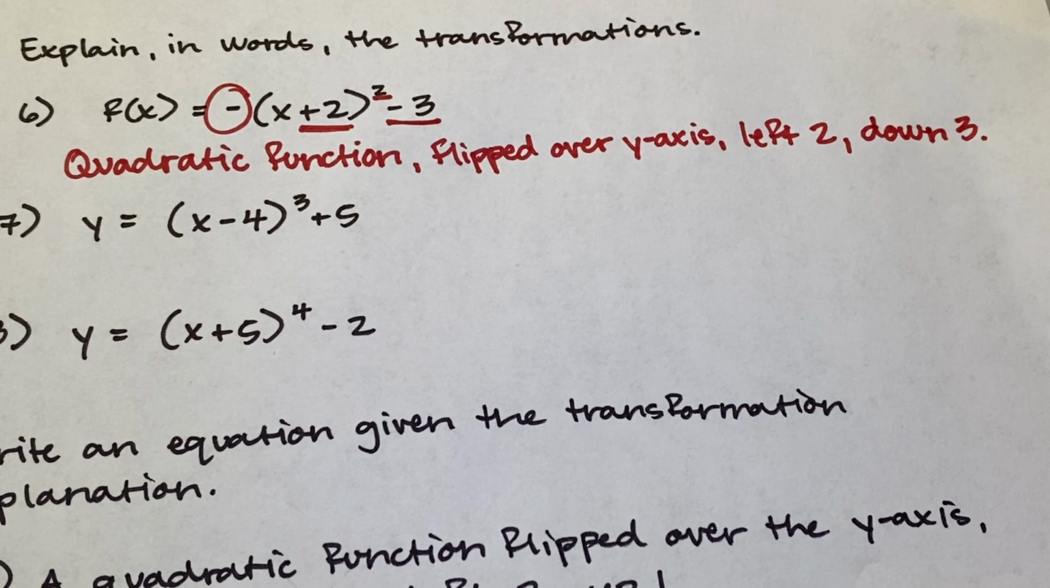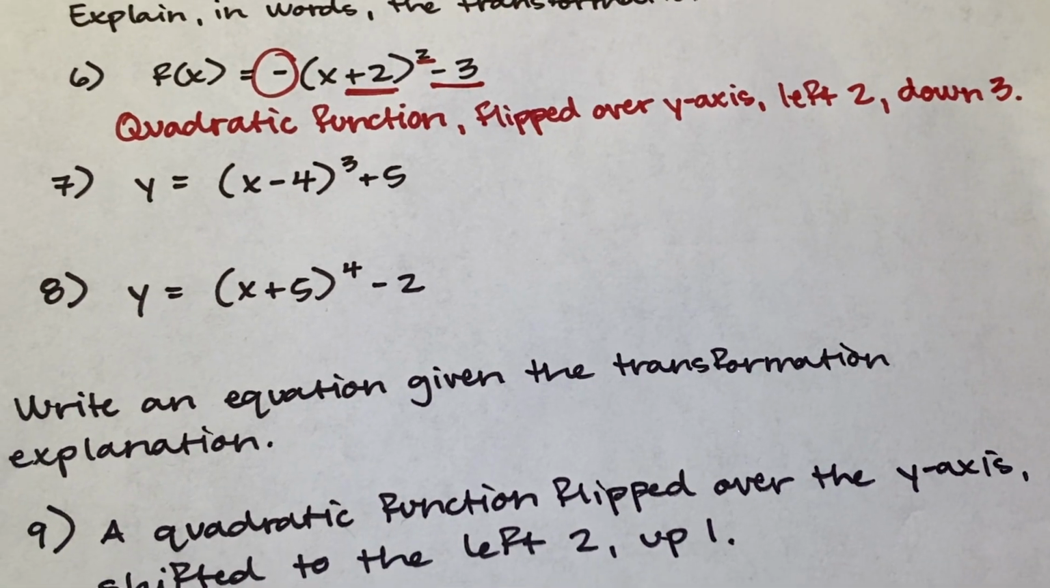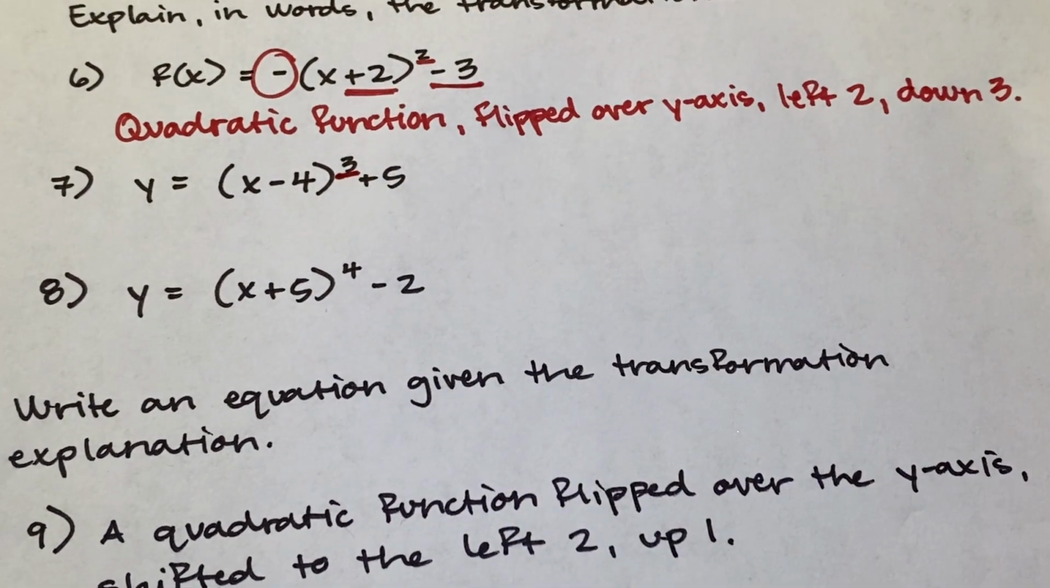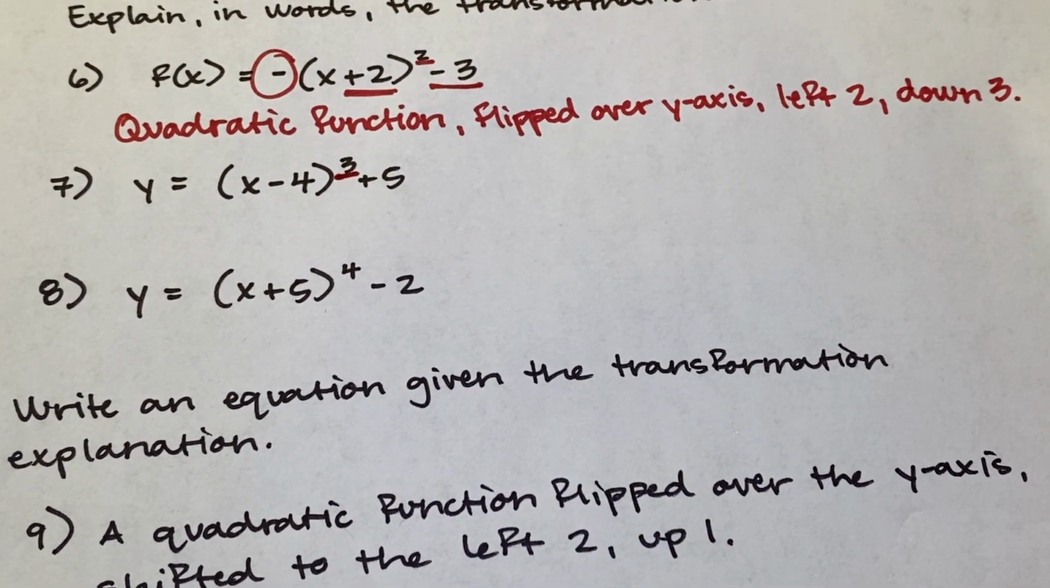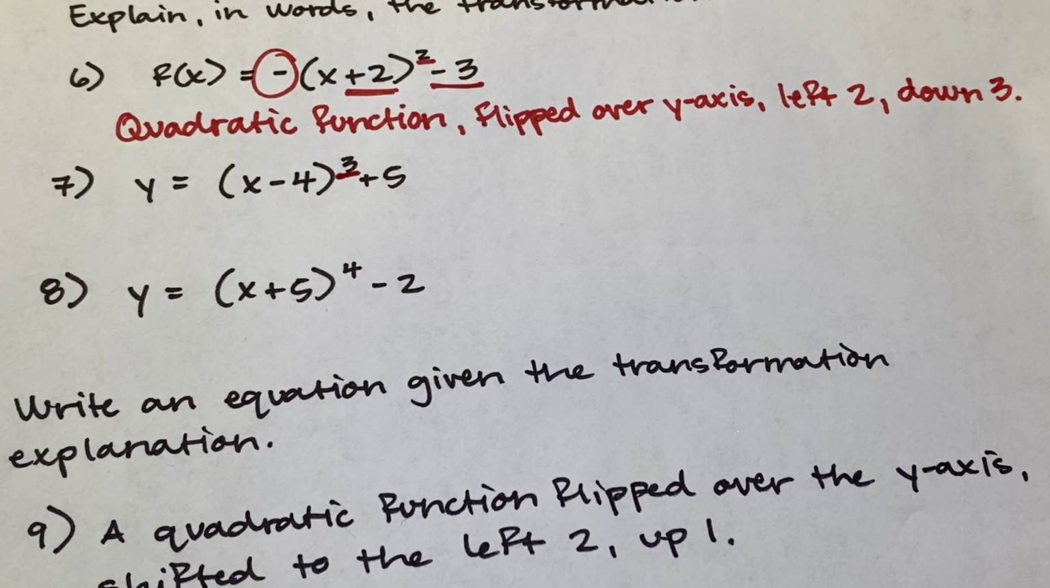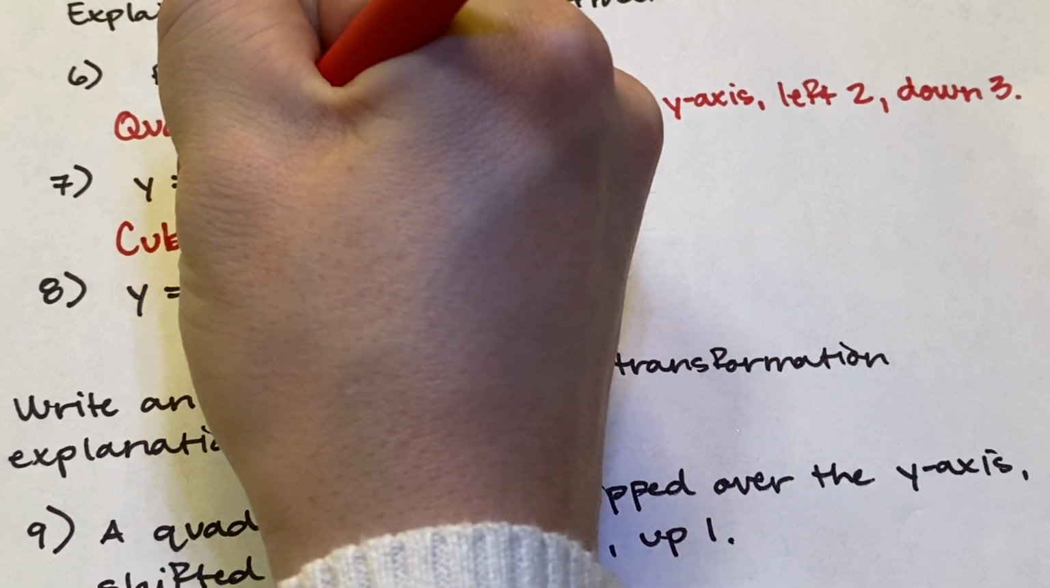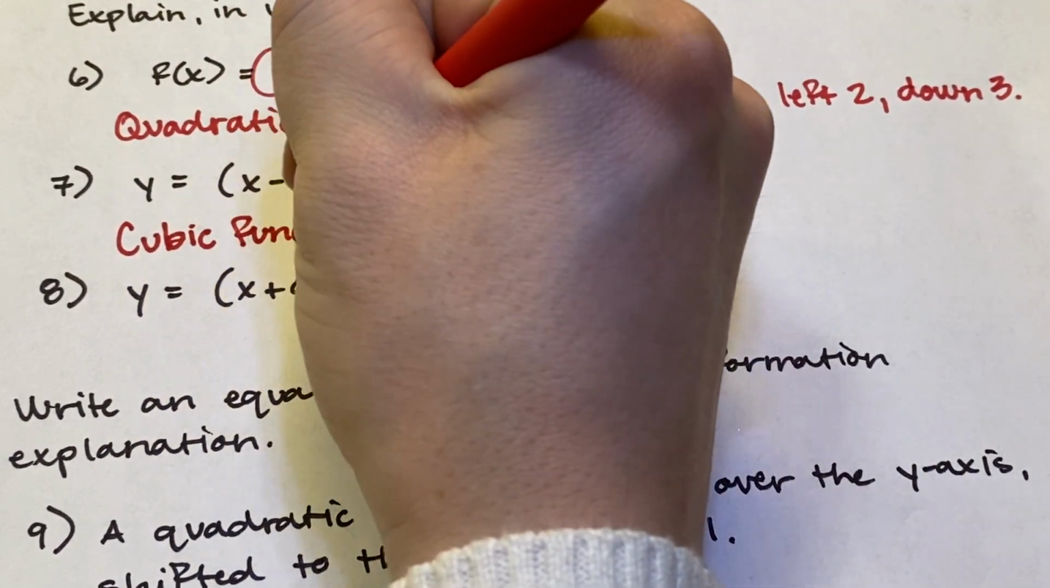Nice. Okay, let's go to our next one. Let's name this function first. So the highest power I see is 3. Look on the front page if you forgot the name. Third power, what's it called? Cubic. Cubic, nice. So this is a cubic function.